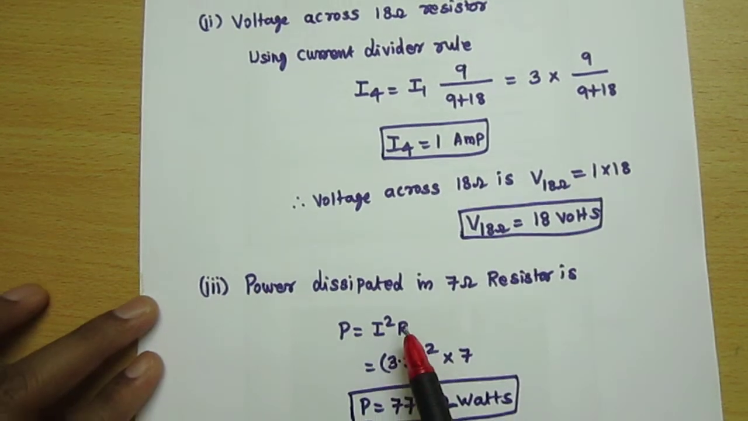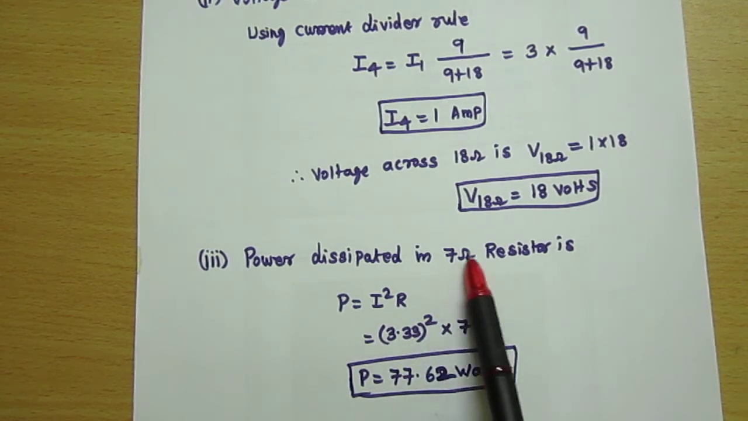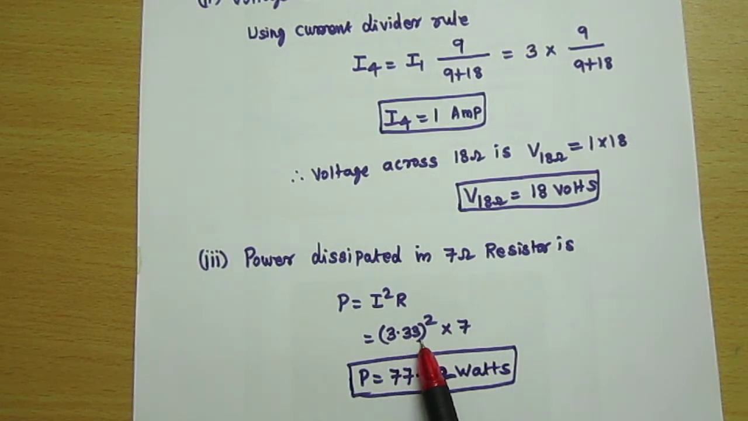Now power dissipated in 7 ohm resistor. P is equal to I square R. In that 7 ohm resistor the current flow is 3.33. So 3.33 square into 7. So we'll get P is equal to 77.62 watts.